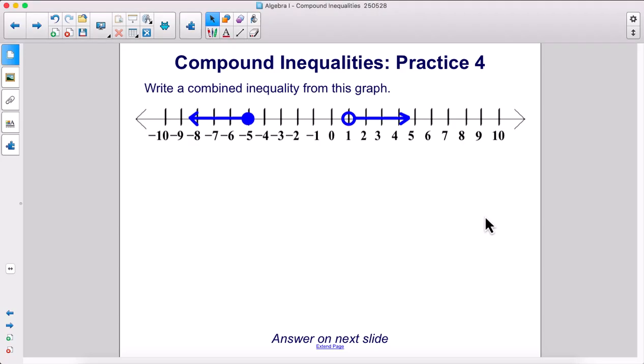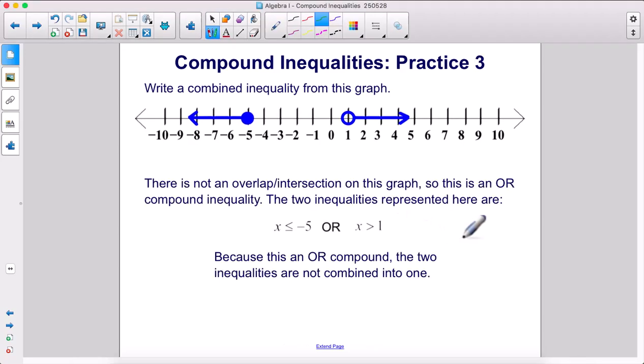Write a combined inequality from this graph. There's not an overlap or intersection on this graph, so this is an OR compound inequality. The two inequalities represented here are x is less than or equal to -5 or x is greater than 1. Because this is an OR compound, the two inequalities are not combined into one.